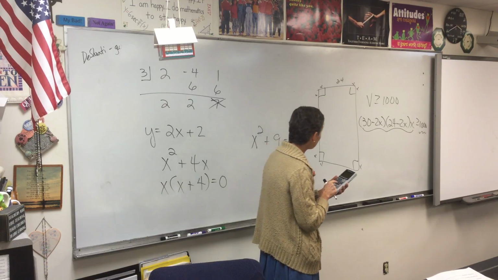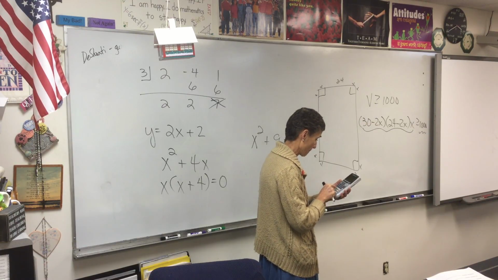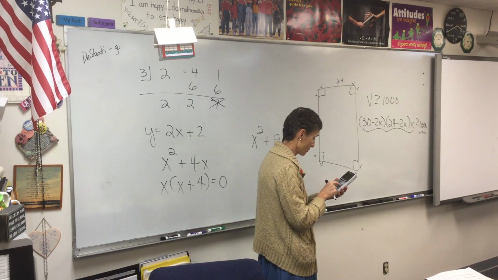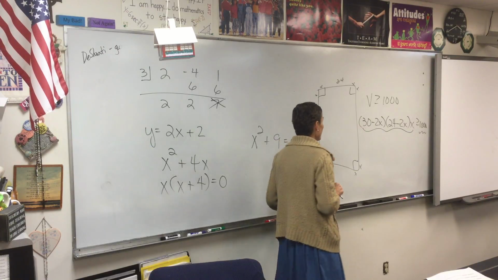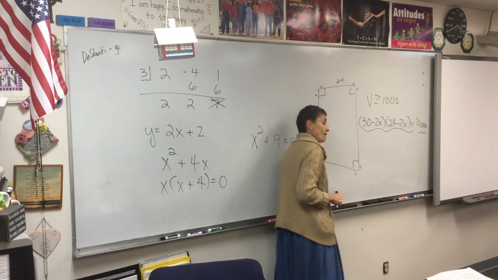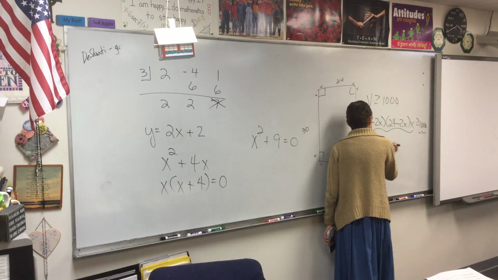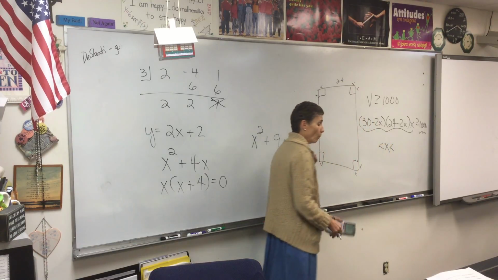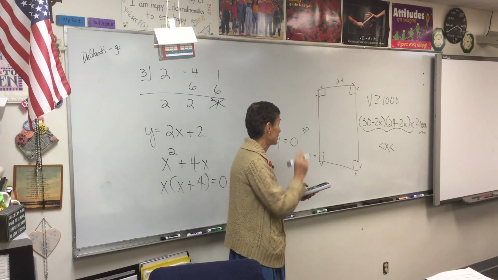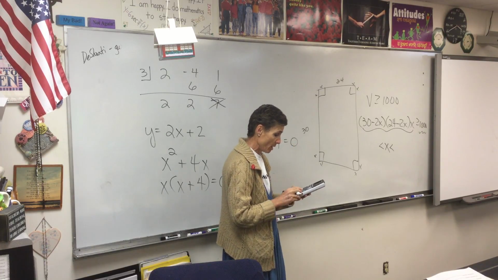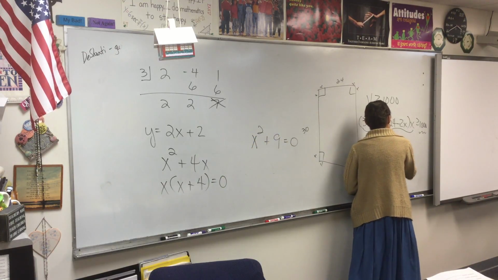Please don't press graph until we set our window appropriately. So one equation is the volume, the other one is 1,000. Right, now I'm going to go to my window. Every time we did a box problem, we set up our window so x was between a couple of numbers. What is the minimum x and the maximum x for this particular piece of paper? 0 and 12. So x min is 0, x max is 12.